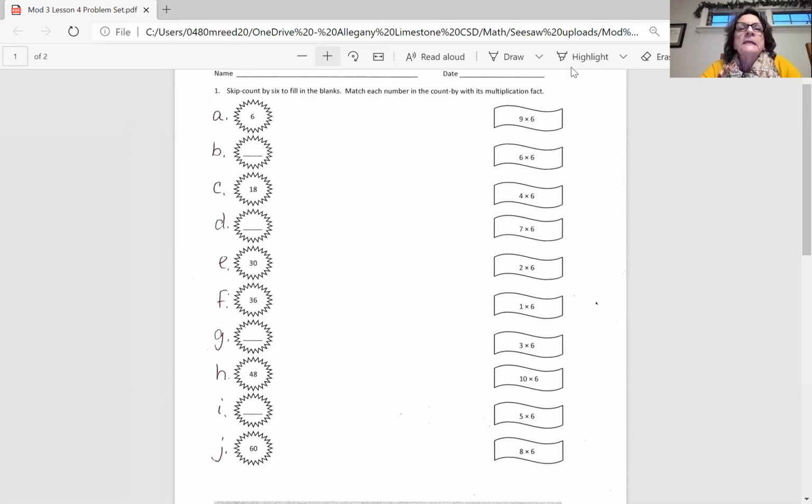It says skip count by sixes to fill in the blanks, match each number in the count by with its multiplication fact. So if we skip count by sixes, remember we have that nifty song that goes to the tune of Deck the Halls.